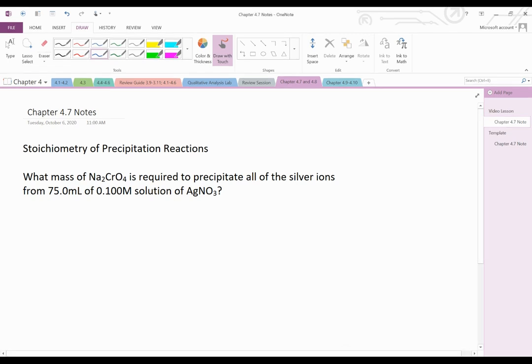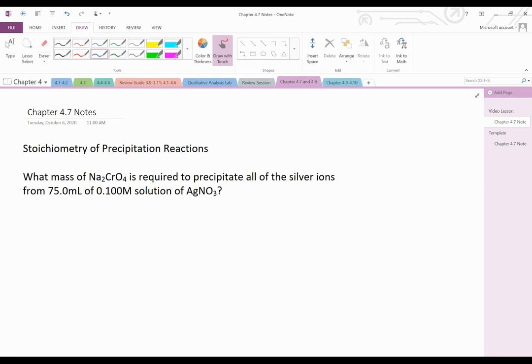Today we're going to look at chapter 4.7, the stoichiometry of precipitation reactions. In a precipitation reaction, you have two solutions that combine and form a precipitant. You are going to have the volume and molarity of the solutions, and you'll need that information in your stoichiometry calculations. We'll also do a problem where we have to determine the limiting reactant.